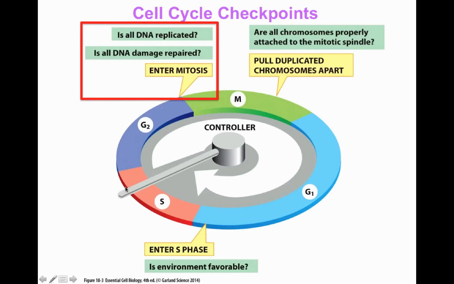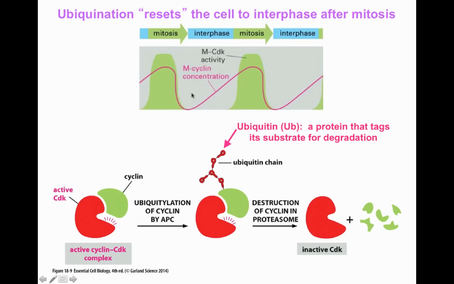So we're going to be looking, for example, at the cell cycle, and we're going to be looking at the transition from G2 into M. So we ask the question, is DNA replicated? Is all the DNA damage repaired? And if the cell can answer yes to both those questions, that cell will then enter the M stage and enter mitosis.